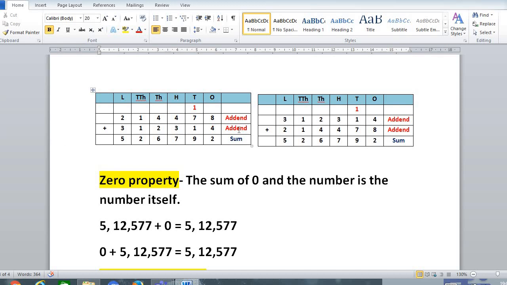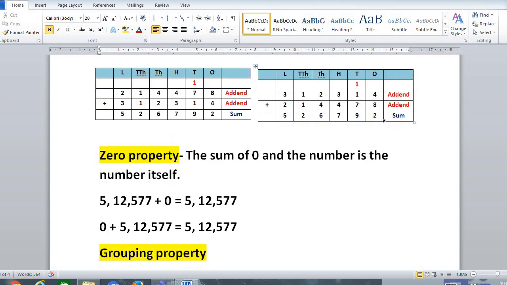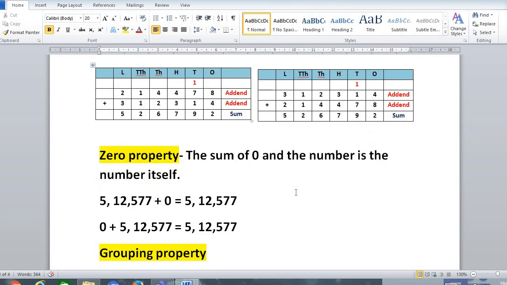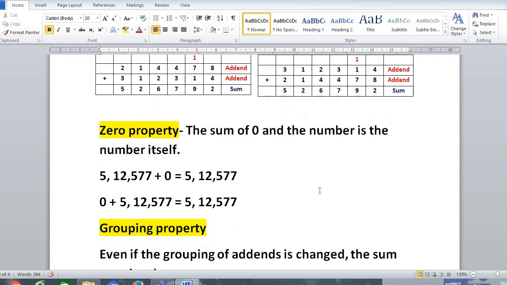Fine. 3,12,340 first, and then 2,14,478. But look at the result. Look at the sum. It is the same as before. So if we change the order of the addends in addition, the answer, the sum, the result will be the same.